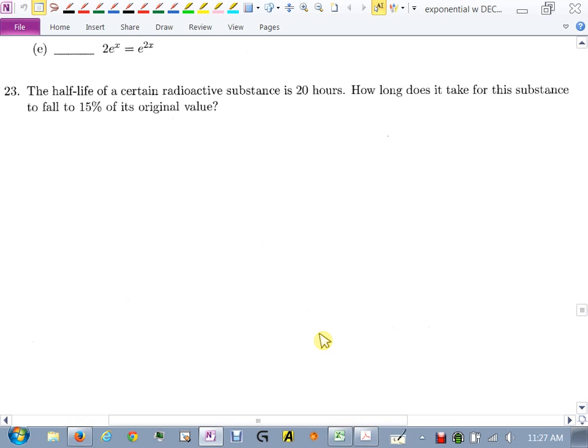When it comes to half-lives, we have not talked about half-lives yet. I haven't given you a formula or anything like that, have I? So I would like to follow the book here. Let me use the same variables and stuff the book does.